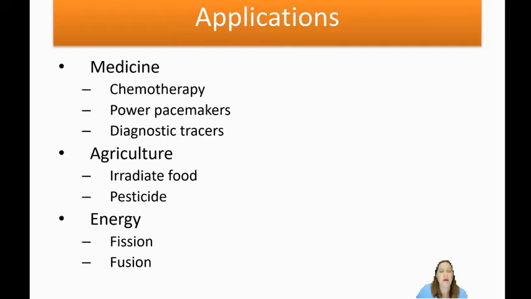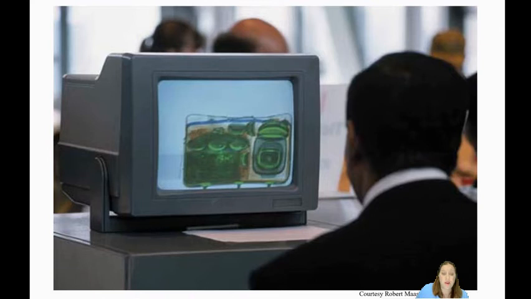So what are some of the applications that we can use for nuclear chemistry? You can use it in medicine with chemotherapy, power pacemakers, diagnostic tracers, agriculture. You can irradiate food as a pesticide. You can also use it for energy, okay?